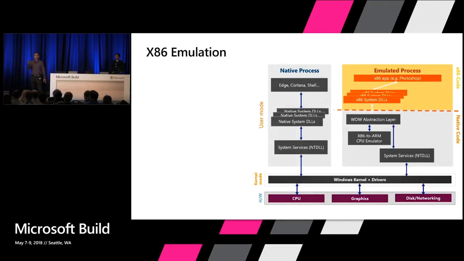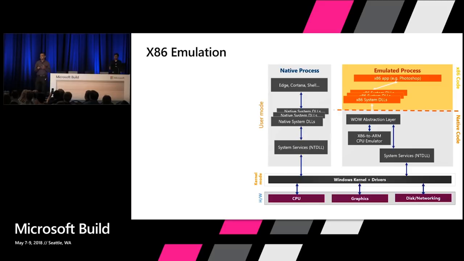Now, an emulated process kind of has two halves. It has a part that's depicted here in orange. This is the x86 binary, so something like Photoshop. And then you'll see there are also the system DLLs, the x86 versions, loaded in the application. And then underneath that, we have something called WoW, or the Windows on Windows layer. This serves two purposes. First, it allows the app to talk to the kernel and operating system. And the second part is a CPU emulator.